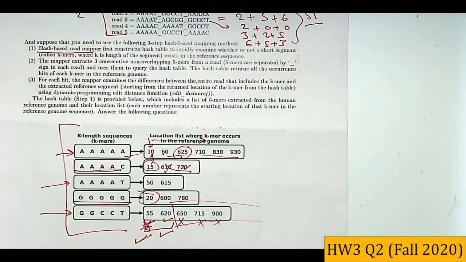Now you can repeat this exactly the same steps. Do you want me to continue? How many of you want me to continue? Okay, good.